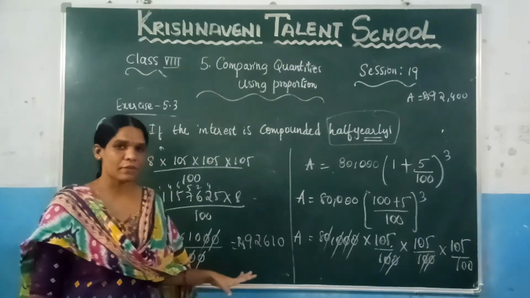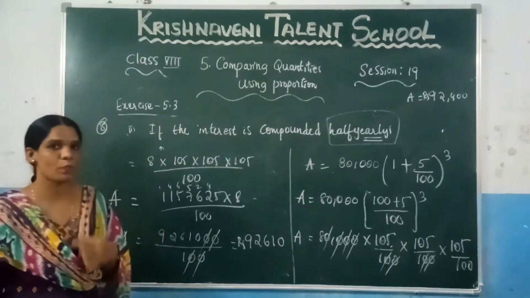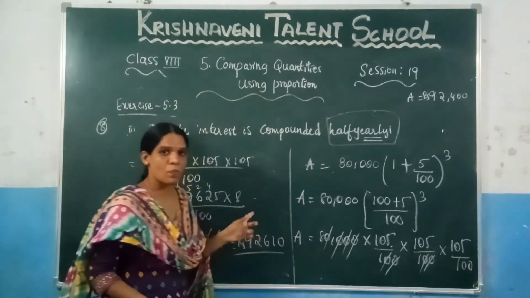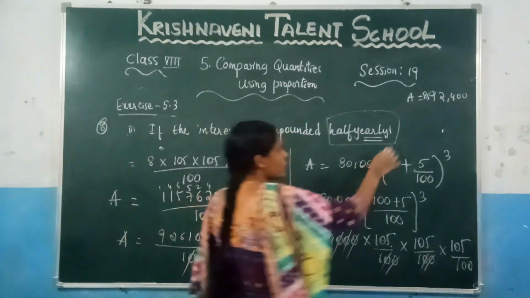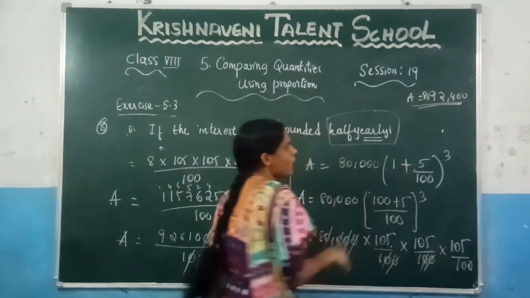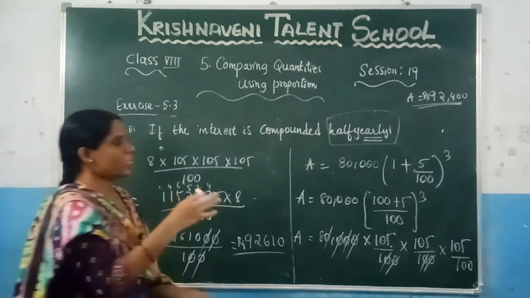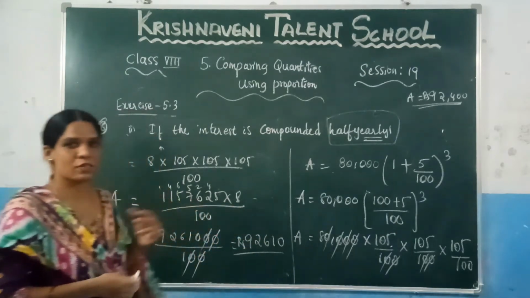The amount we have calculated if the interest is compounded half yearly, you got it here. If the interest is compounded annually, we got this amount. That's why I have written it here to remember. Now what is the question they have asked? You need to find these two differences. So let us find the differences.